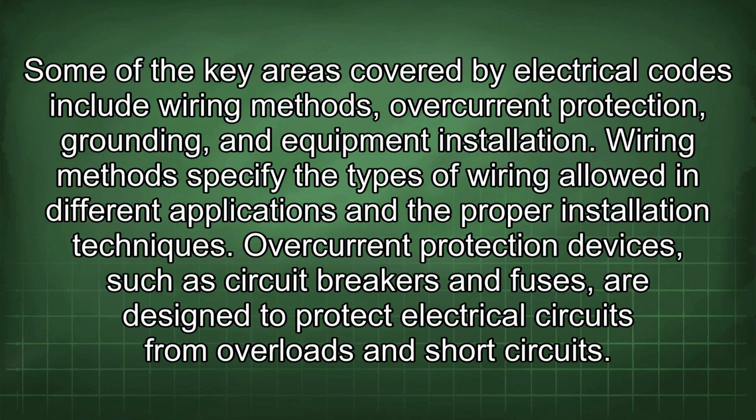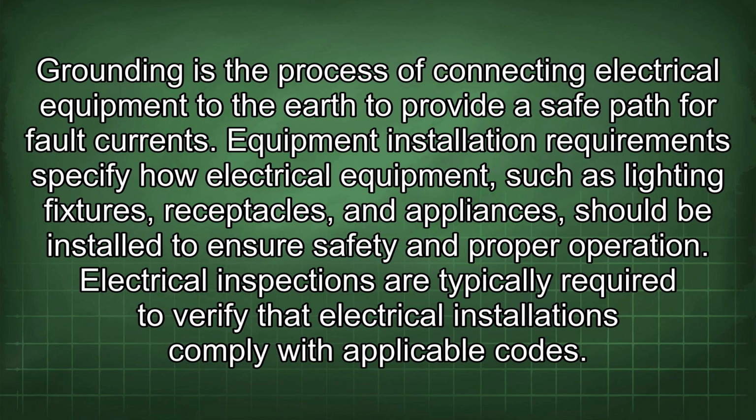Some of the key areas covered by electrical codes include wiring methods, overcurrent protection, grounding, and equipment installation. Wiring methods specify the types of wiring allowed in different applications and the proper installation techniques. Overcurrent protection devices, such as circuit breakers and fuses, are designed to protect electrical circuits from overloads and short circuits. Grounding is the process of connecting electrical equipment to the earth to provide a safe path for fault currents.